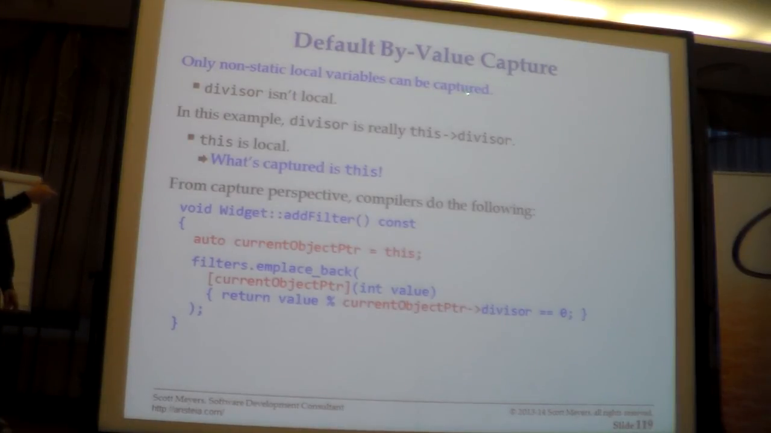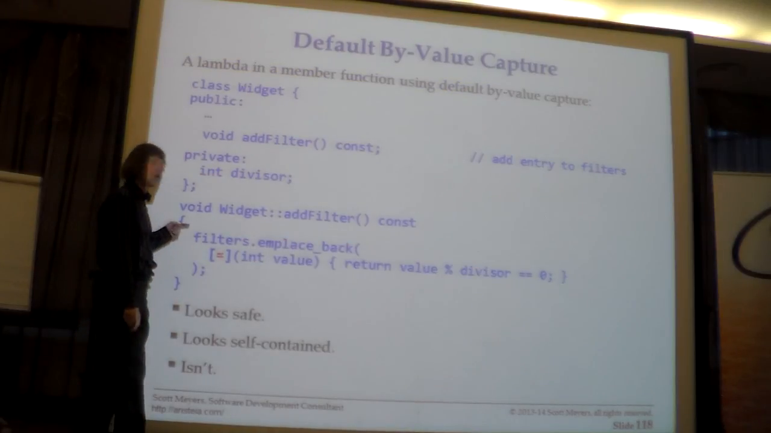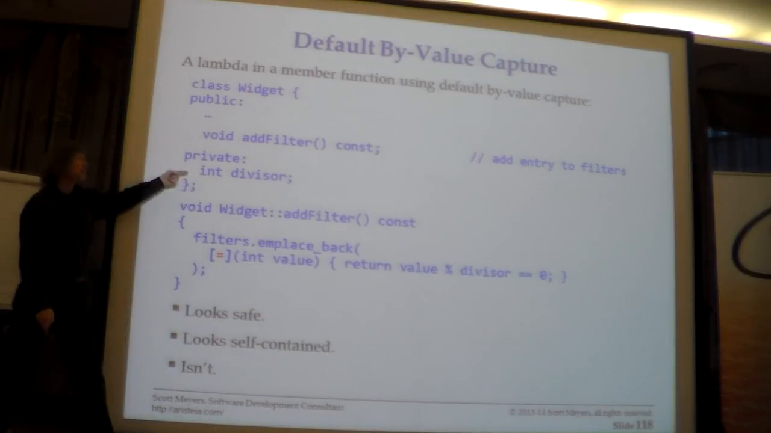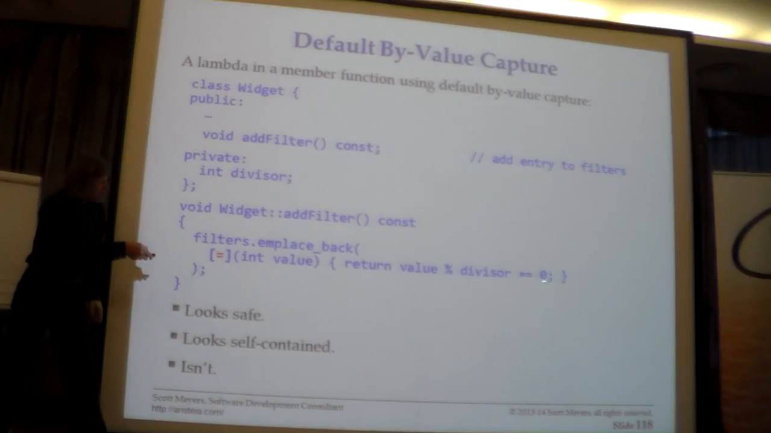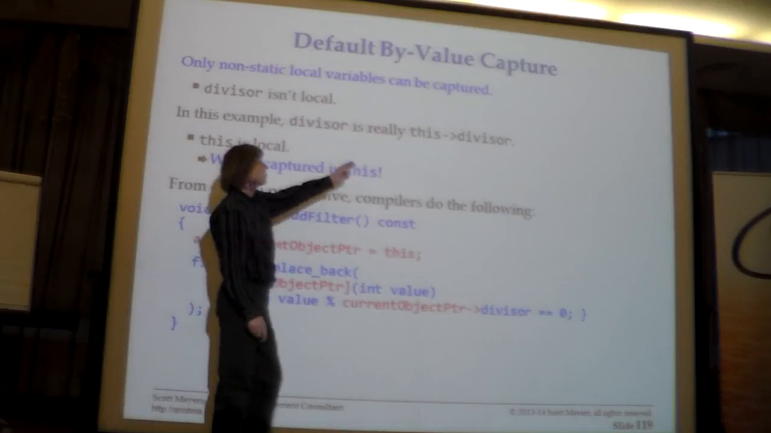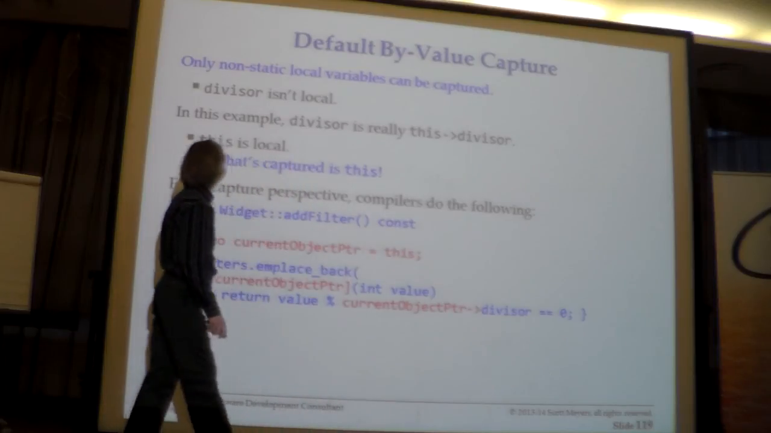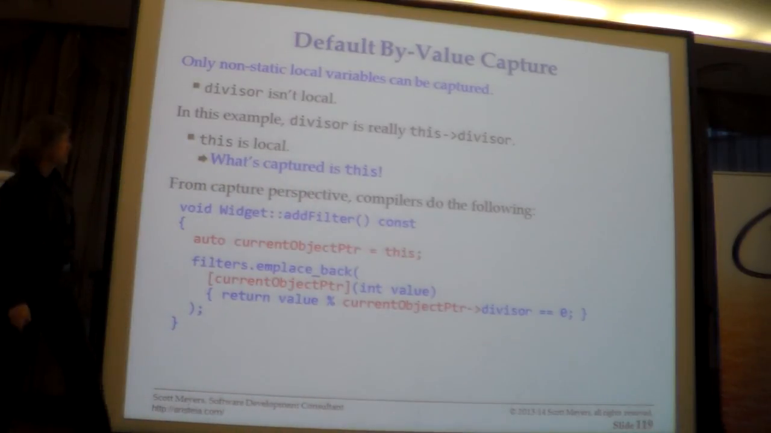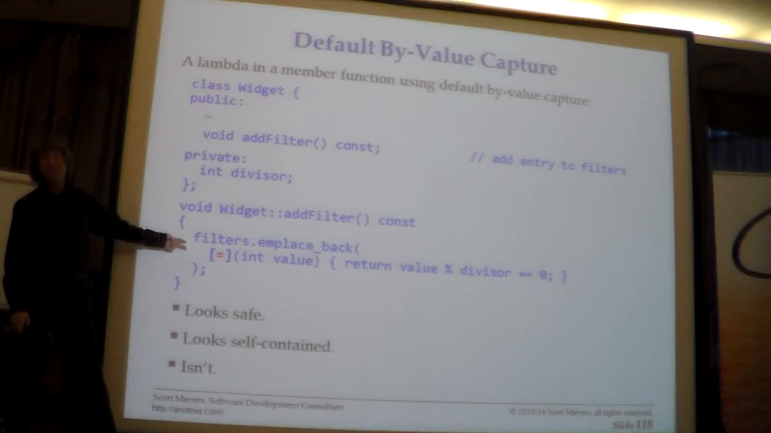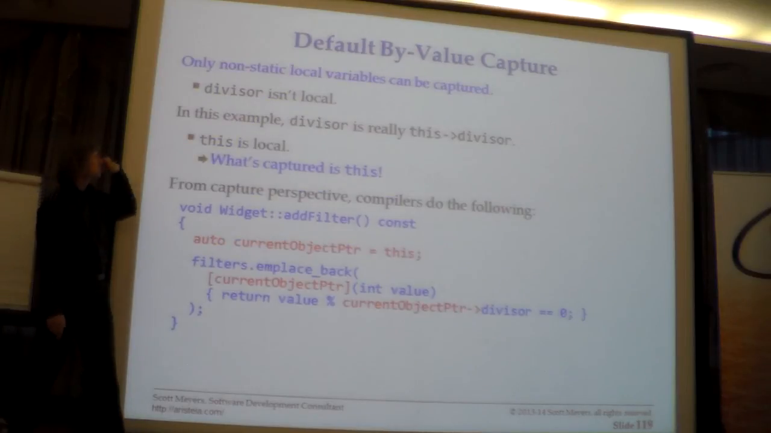Only non-static local variables can be captured, and divisor isn't local. Let me go back a slide. There is no divisor in this function. There is only a divisor here. This is a data member of the class. When I refer to divisor right here, I am really referring to this->divisor. There is a local variable. Let me go back one slide. There is a local variable here. You can't see it. But there's a local variable in this function. The local variable is this.